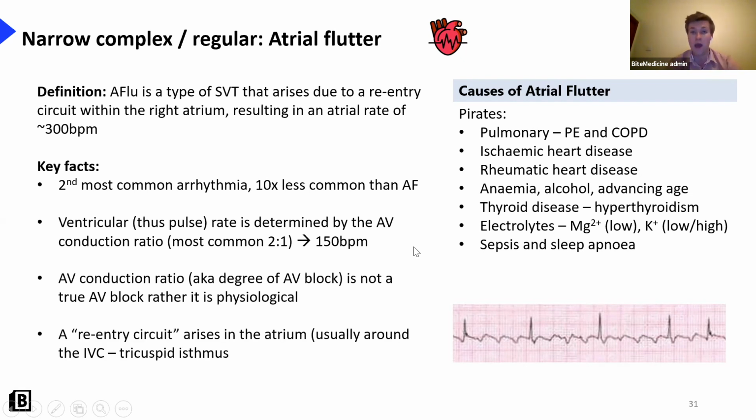And where you classically get this re-entry circuit is in your atrium, in the right atrium, usually between the inferior vena cava and the tricuspid isthmus, so that region. And that's important when it comes to considering things like where to ablate the heart during management.